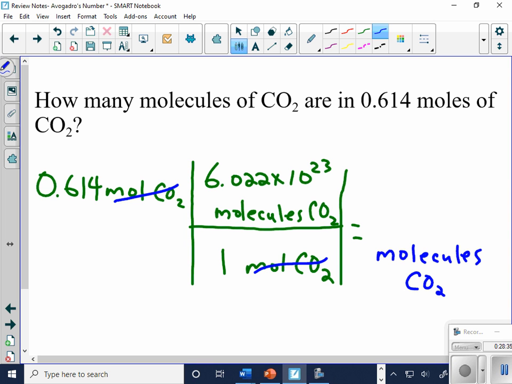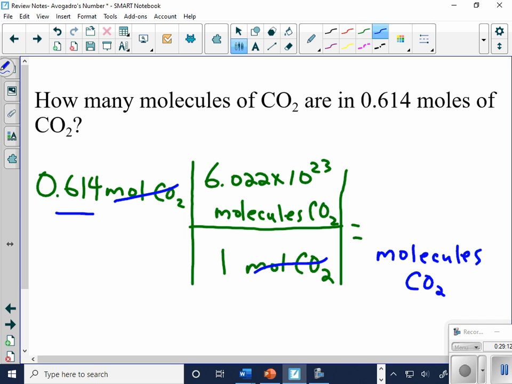Now in my process, right now is where I ballpark it. So I look at this number right here, and I say, okay, 0.6, that's a little bit more than half, 0.5. So my value that I calculate should be a little bit more than half of my 6.022. So I'm expecting it to be a little bit more than 3.011 times 10 to the 23rd.